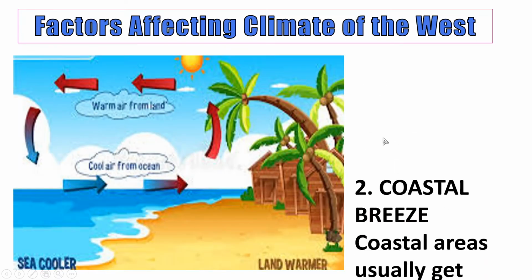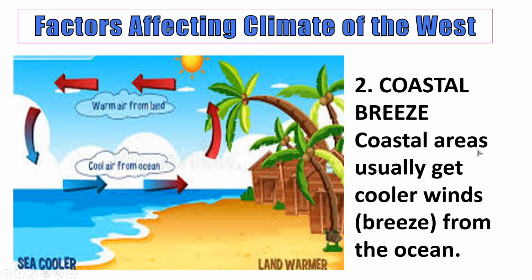As you can see here, this is number 2, coastal breeze. Coastal areas usually get cooler winds, or what we call the breeze, from the ocean. As you can see in this picture, there's cold air coming from the ocean or the sea, and it goes here. So people will feel moderate or colder temperatures here. And the land that is warm, or the warm air, will go back to here, and it circulates. That's why it has moderate temperatures over here, because of the cycle of hot and cold air in this area.